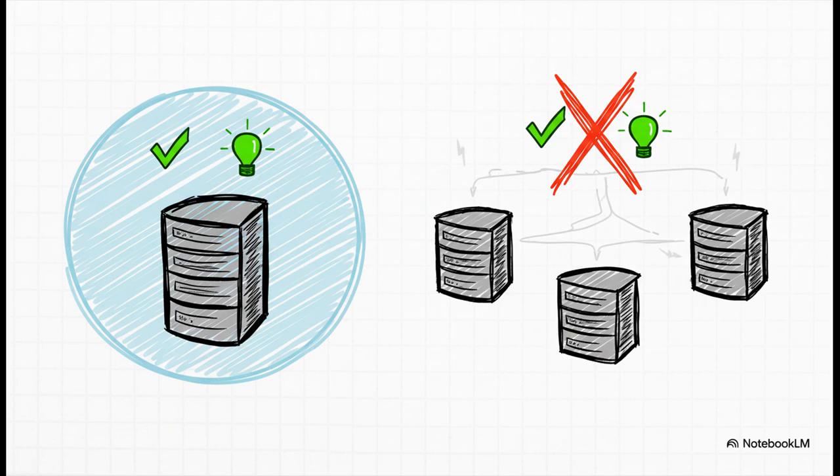So you might be thinking, what about the third option, a CA system, one that's both consistent and available? Well, that would be great, but it only works if you can magically guarantee you'll never, ever have a network problem. And the only way to do that is to run everything on one single computer, which just isn't how massive modern applications are built.